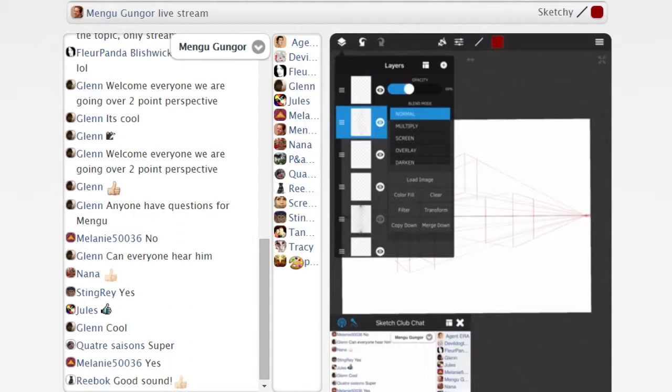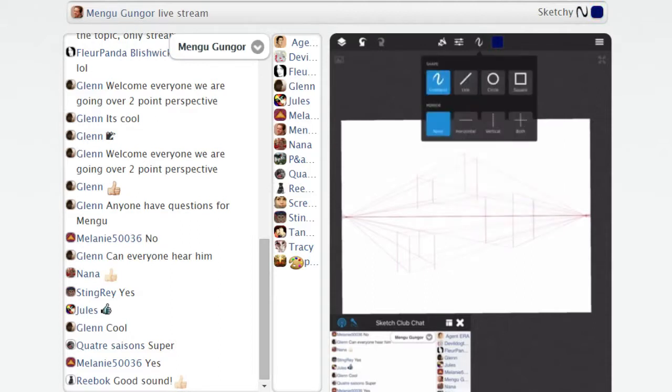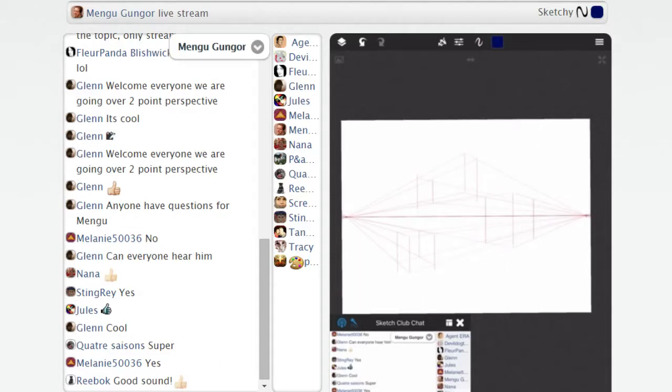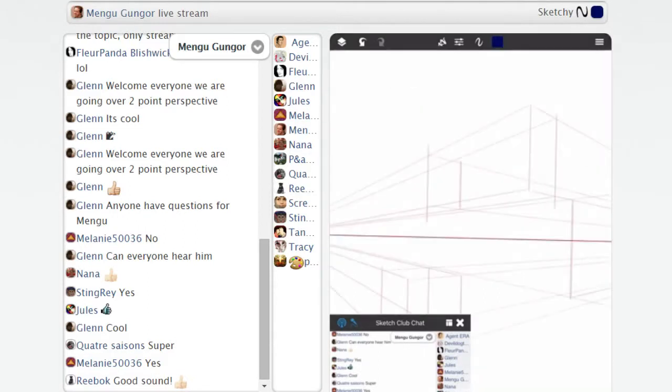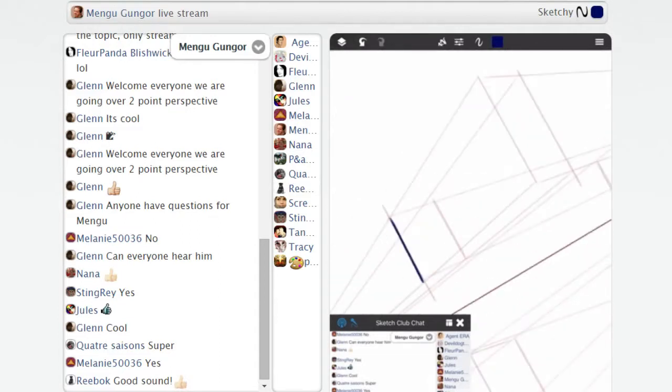So I will add another layer, reduce the opacity of this one, and then in my new layer I can pick a different color. Let's pick a dark blue. I'm going to just do this with freehand because it's faster, it's a little more organic, and we're not going to worry too much about accuracy here, but when you're practicing this yourselves, you can spend as much or as little time as you like. I'm going to make slightly thicker lines, and let's increase the opacity. So I'm just drawing the lines that are going to be seen.